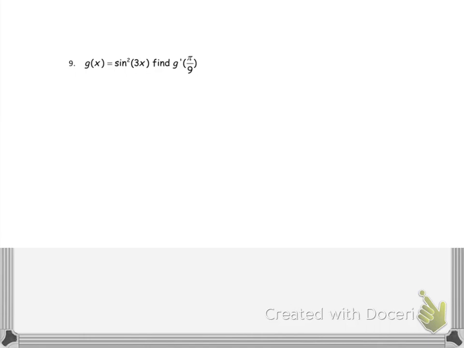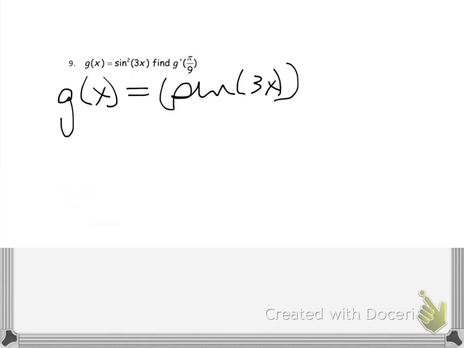Okay, in question 9, I see I'm taking the derivative of a squared trig term with an angle that's not x, so I'm going to be doing chain rule. And then once I find the derivative, I'm going to evaluate it at pi over 9. So let's get started by taking the derivative. So g prime of x, well first, why don't I go ahead and rewrite it for you? So g of x, I can rewrite as sine 3x to the second. Now if you don't need to rewrite this, that's fine, but I'm just doing it for completion.